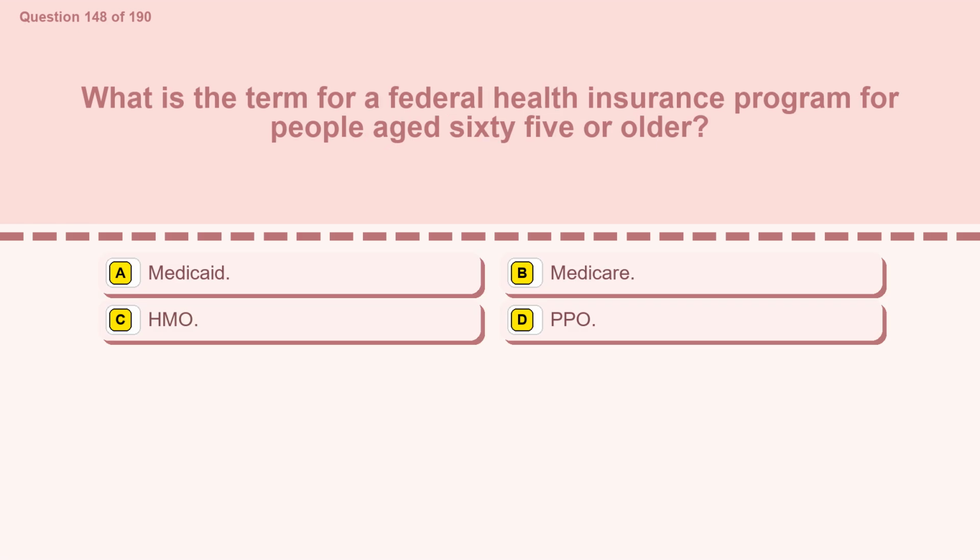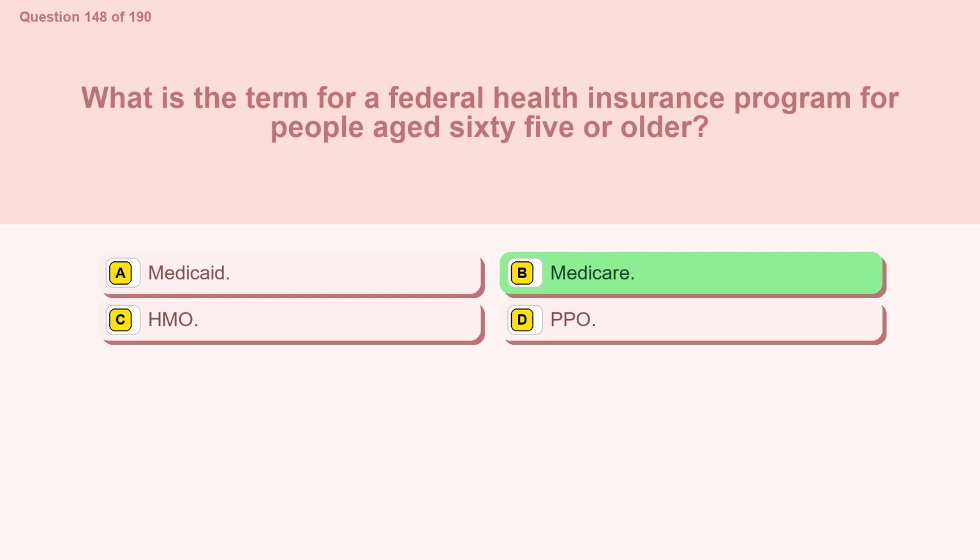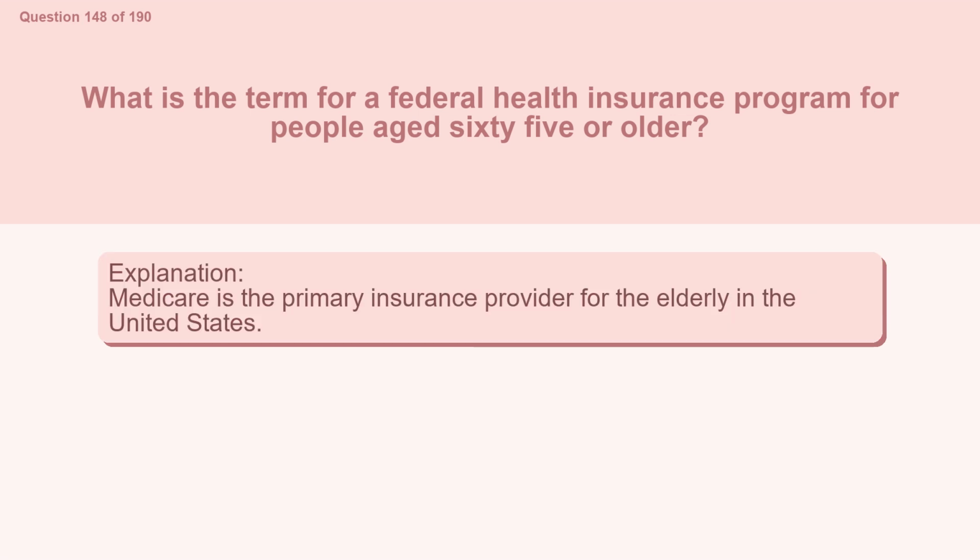Question 148. What is the term for a federal health insurance program for people aged 65 or older? Option A, Medicaid. Option B, Medicare. Option C, HMO. Option D, PPO. The correct answer is option B, Medicare. Medicare is the primary insurance provider for the elderly in the United States.